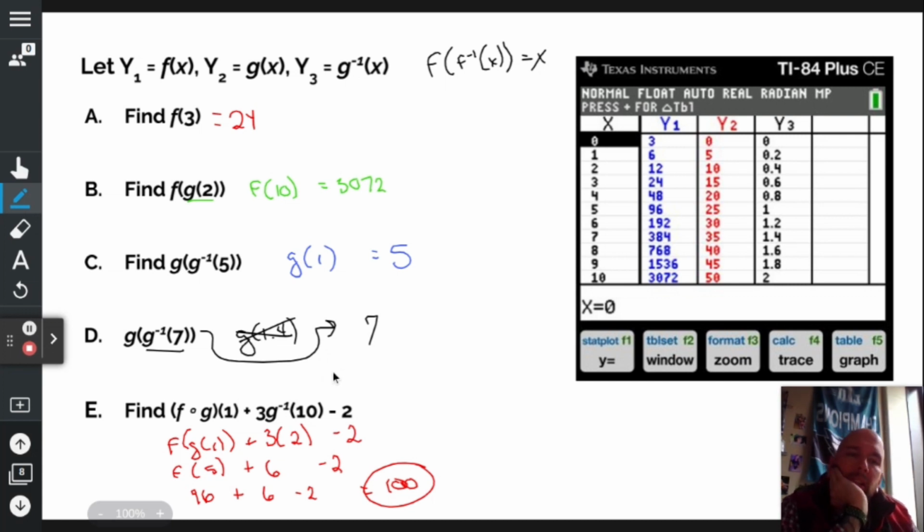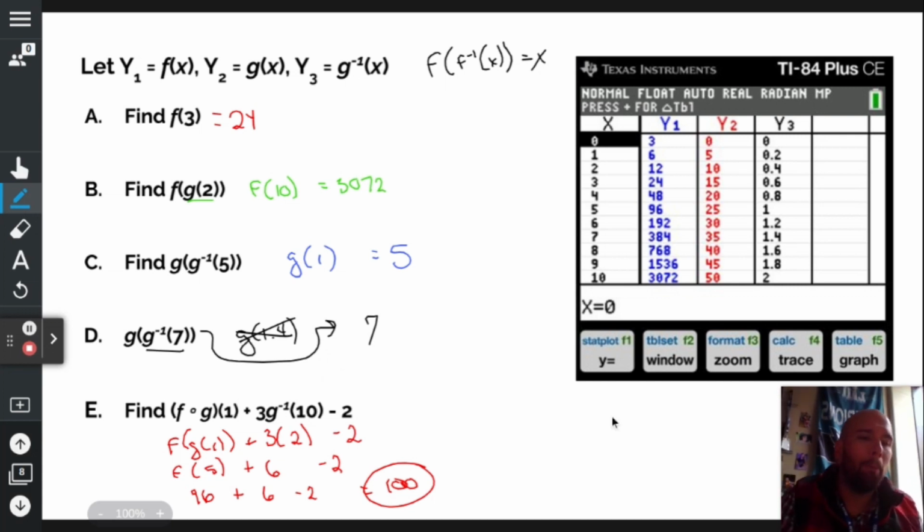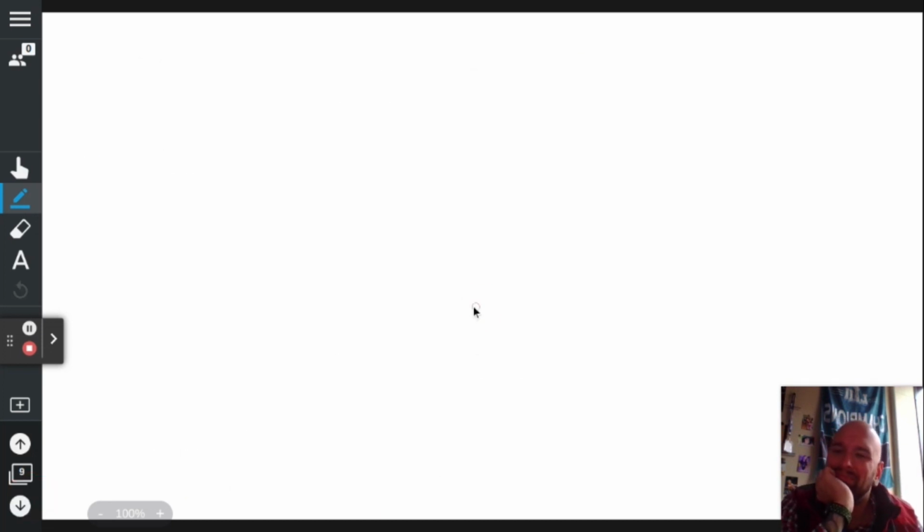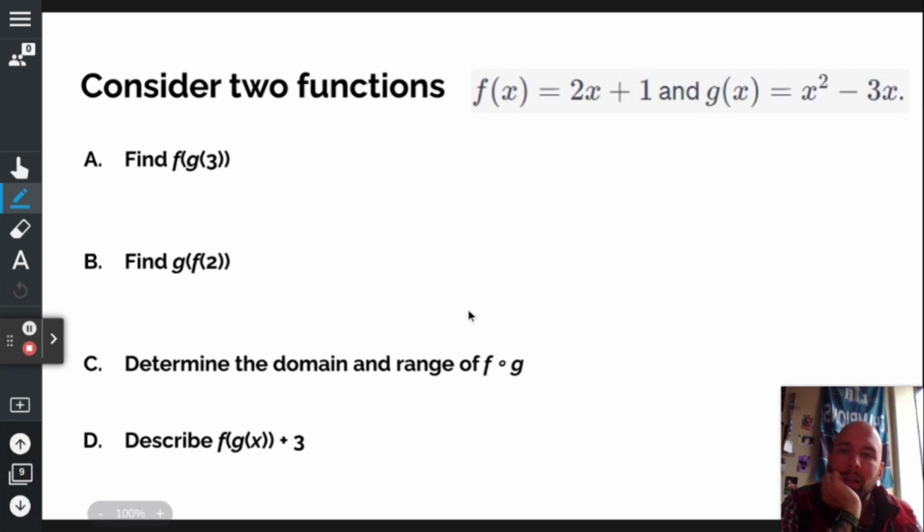I kind of like the lights being out. It creates an ambiance. I should always record these at home, but I don't have time.